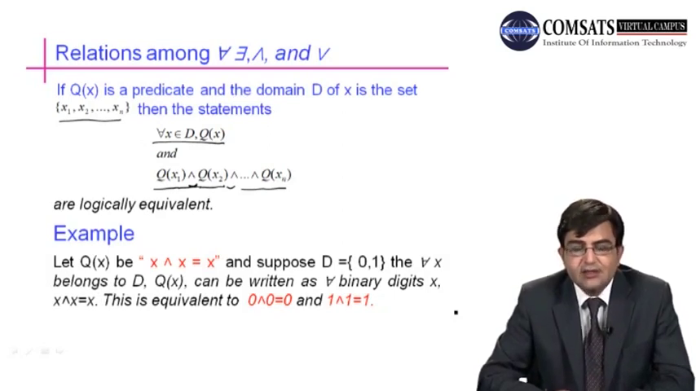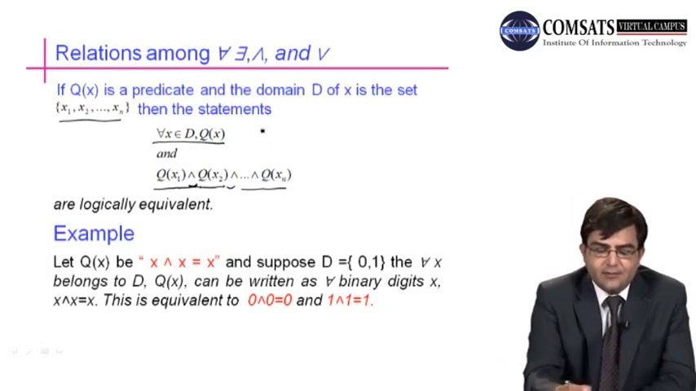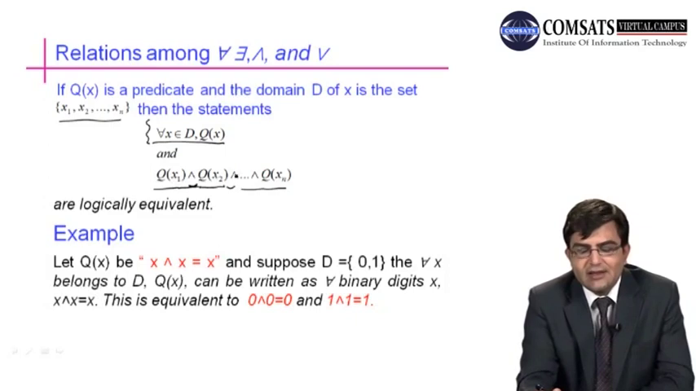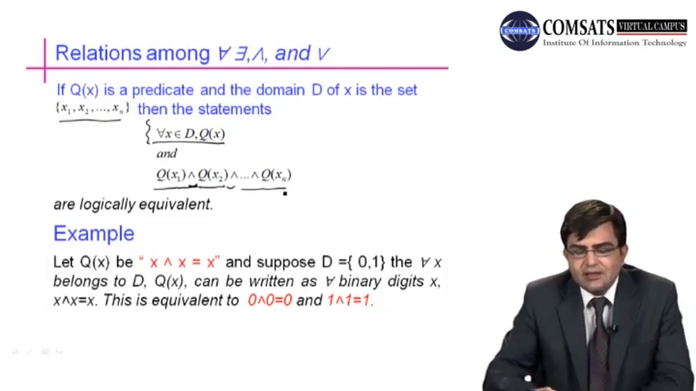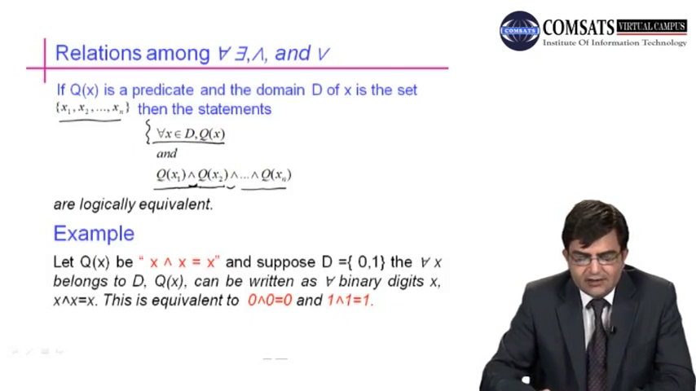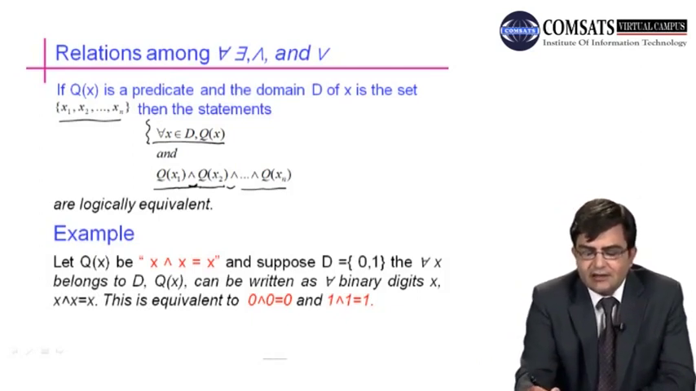As I have told you earlier, we have proved some examples by using the method of exhaustion. So what does it mean? For all x belongs to D, where D is the domain, or you can say the universe of x, Q of x is true. This is equivalent to Q of x1 is true and Q of x2 is true, and so on, Q of xn is true. So these are the two equivalent statements which show the relation between the universal and conjunction operators.